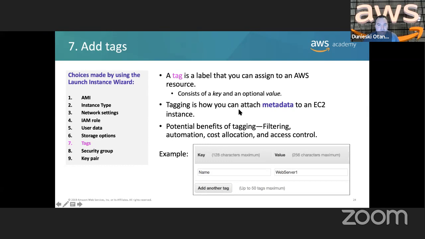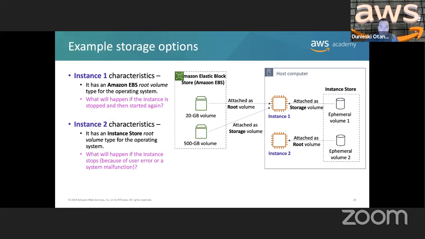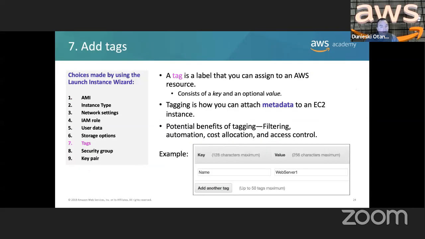Tagging is how you can attach metadata to an EC2 instance. Potential benefits of tagging: filtering, automation, cost allocation, and access control. So you can filter services by tag, and one of the services you can use for that is Systems Manager. When you want to add an update to all the development instances, you find them by tag because they're named development. So you can update all the instances at the same time through tagging.